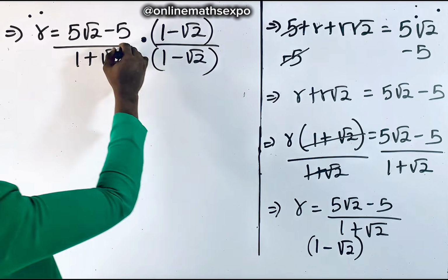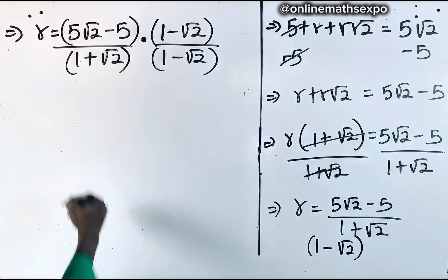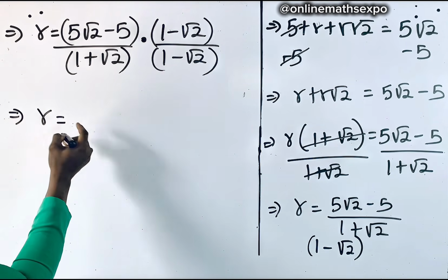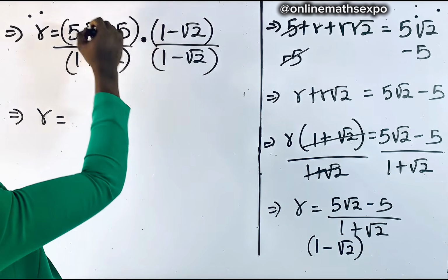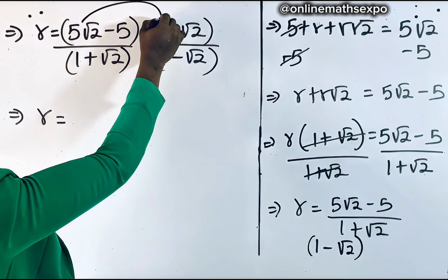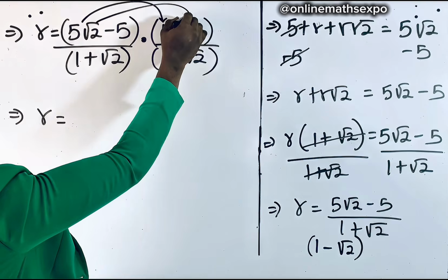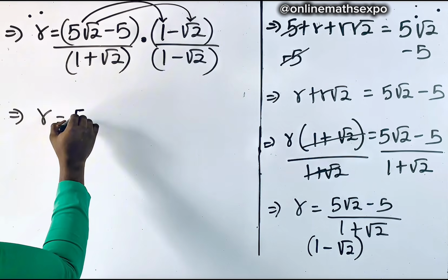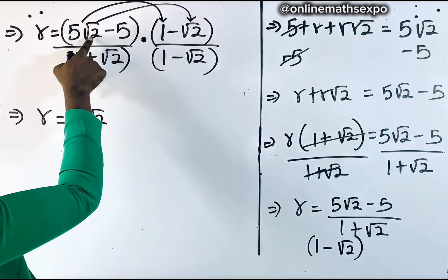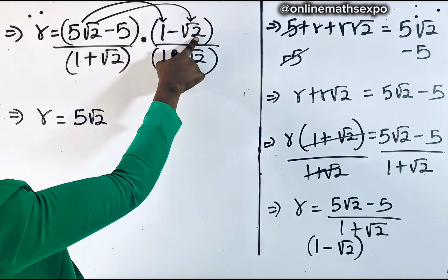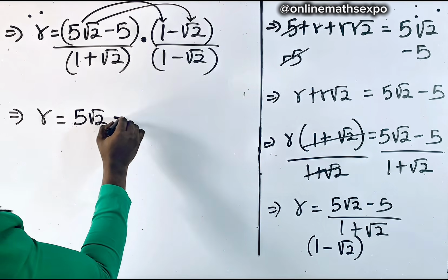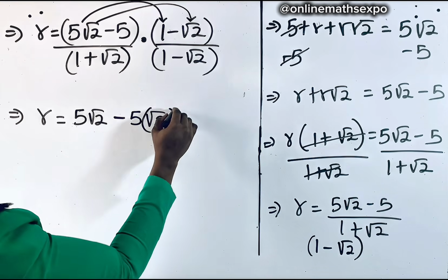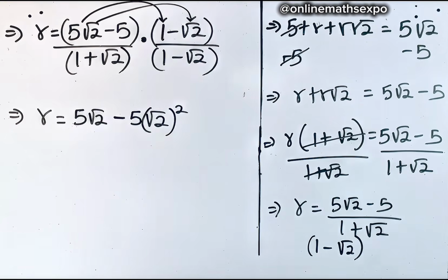What do we do at this point? We are going to distribute. And to do that, we now have r is equal to, use this to multiply this, and also use it to multiply this. Let's do it together. 5 root 2 multiplies 1 gives us 5 root 2. 5 root 2 multiplies negative root 2 is going to give us negative 5 root 2 squared. Root 2 squared will be 2. Did you see that? Now what do you do next?